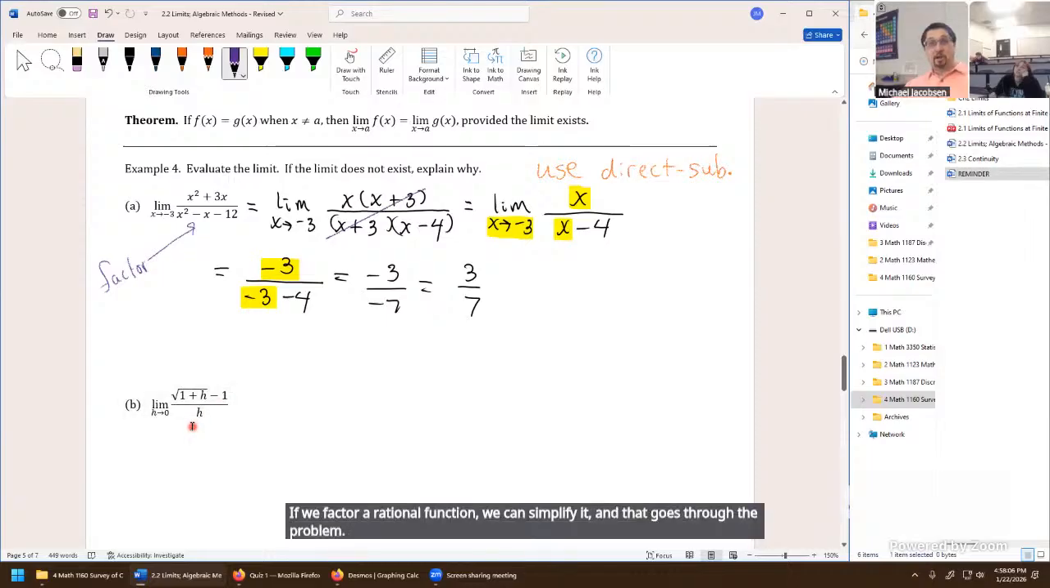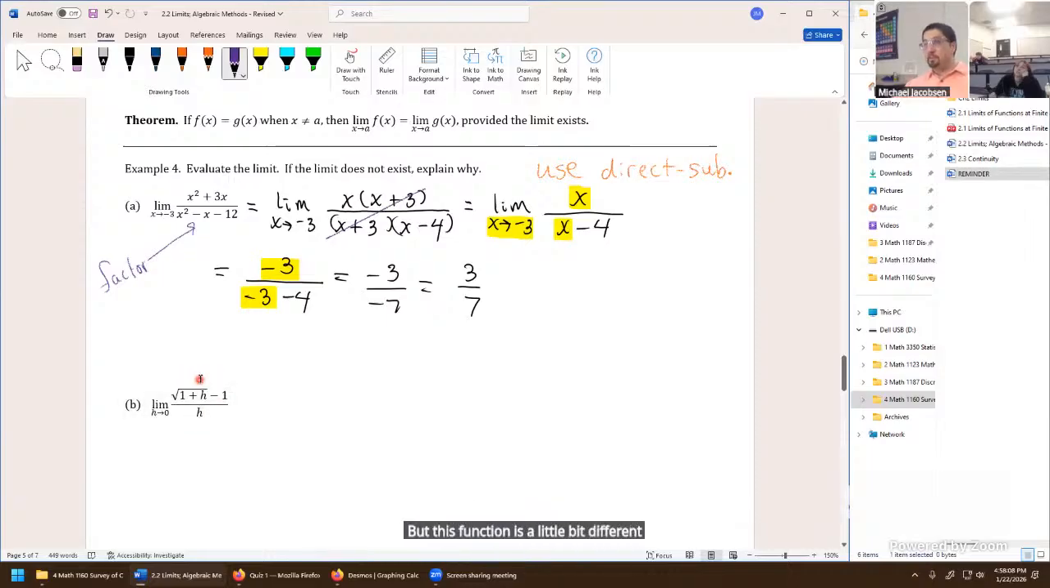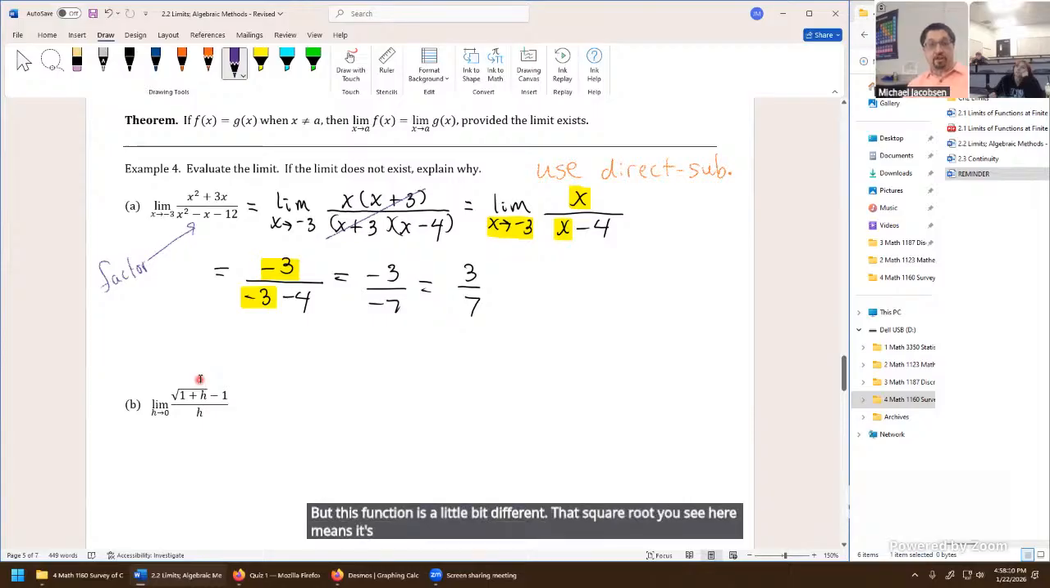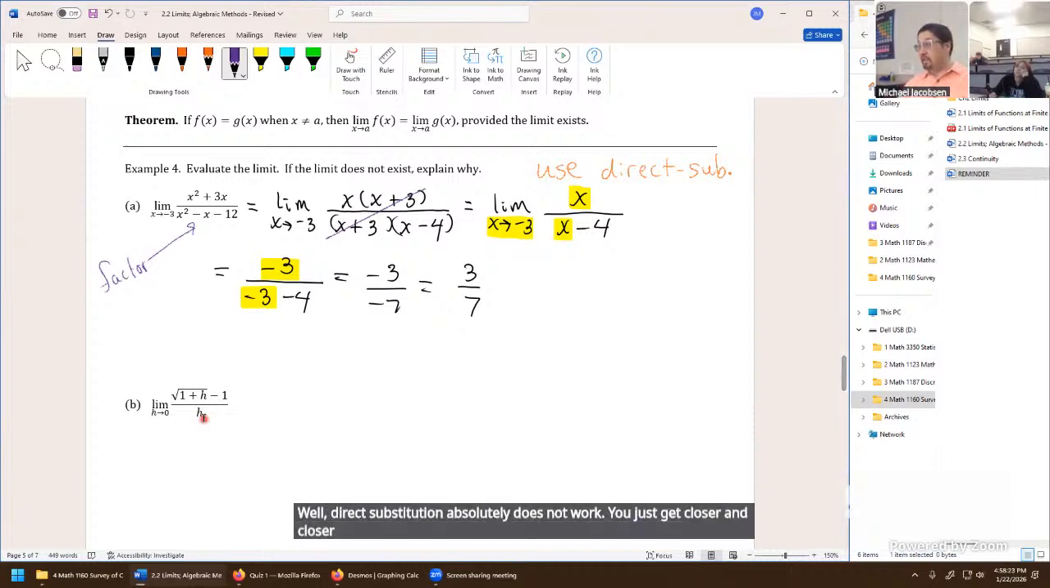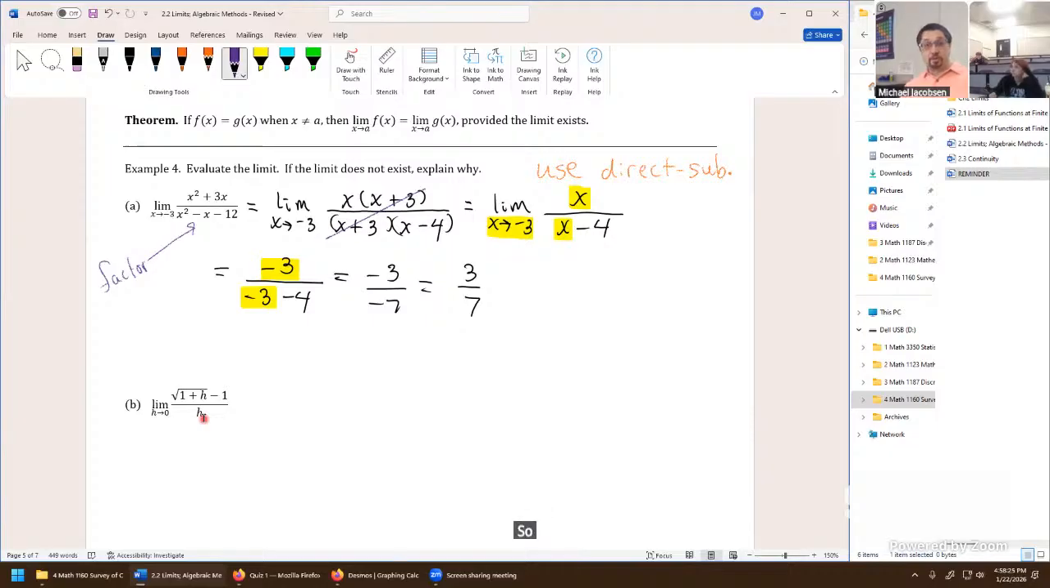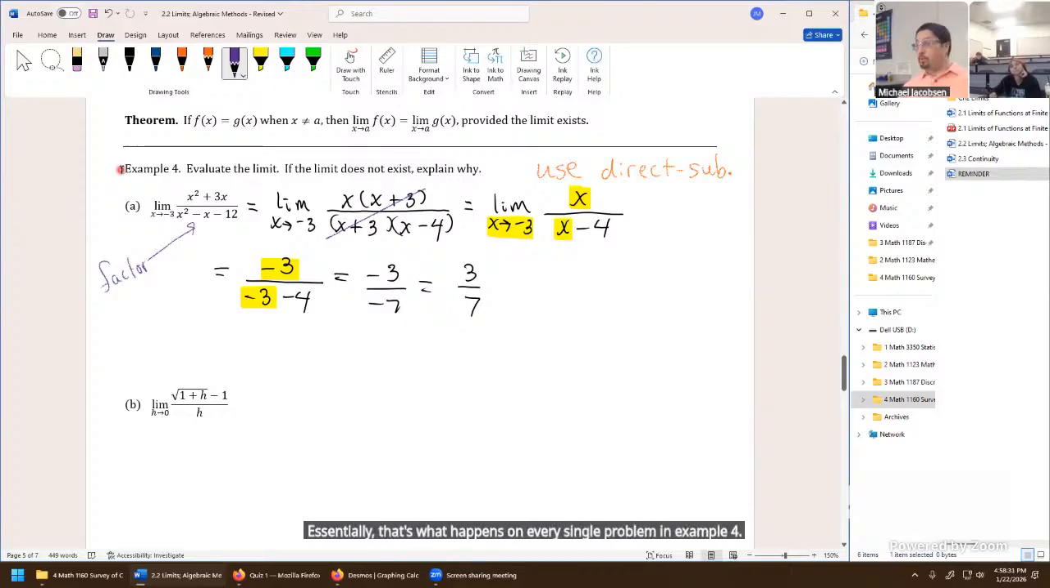But this function is a little bit different. That square root you see here means it's not a rational function any longer, even though it's a ratio of two different things. And notice the other problem, when h gets closer and closer to 0, direct substitution absolutely does not work. You just get closer and closer to dividing by 0. So we can't directly substitute anything into this problem. Essentially, that's what happens on every single problem in example 4. Weird scenarios that we have to correct through this theorem right here.